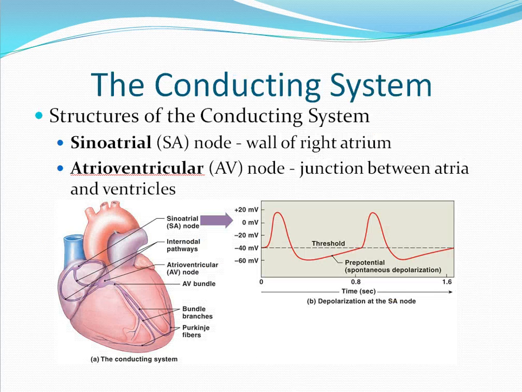Next, we'll look at the conducting system. This is a series of cells and pathways that conduct the electrical impulse over the surface of the heart that will then result in the heart contracting. This conducting system consists of the SA node, which is found in the wall of the right atrium. There's also the AV node, or the atrioventricular node. This is found in the junction between the atria and the ventricles.